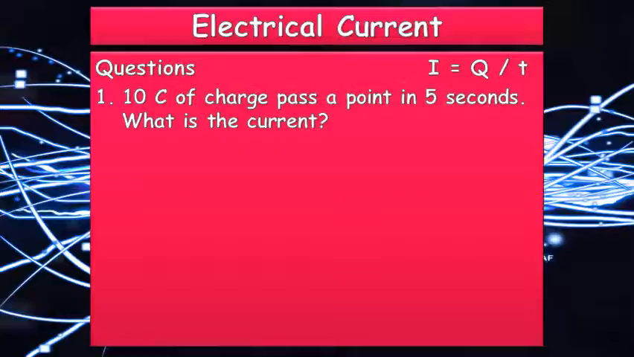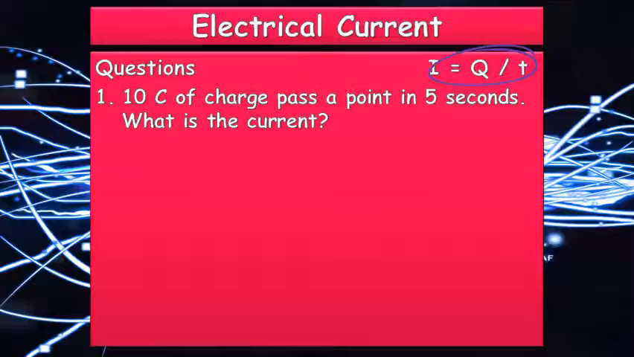So here are a few questions. You have 10 coulombs of charge passing a point in 2 seconds. What is the current? And here's the equation we're going to be using: I equals Q divided by T. So pause the video now, think of an answer, and come back and we'll go through it together.